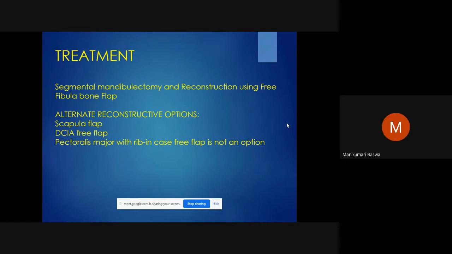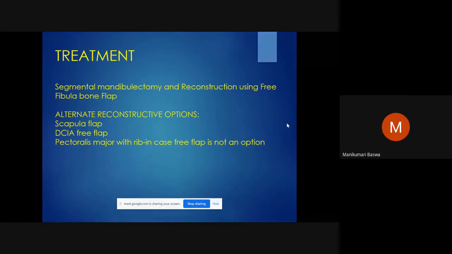And then what are the two branches of the DCIA? So it has an ascending branch. Excellent. And it has a transverse. Excellent. So the transverse goes to the bones, sir. And the ascending goes to the internal oblique. Very good, Shravan. Very good.